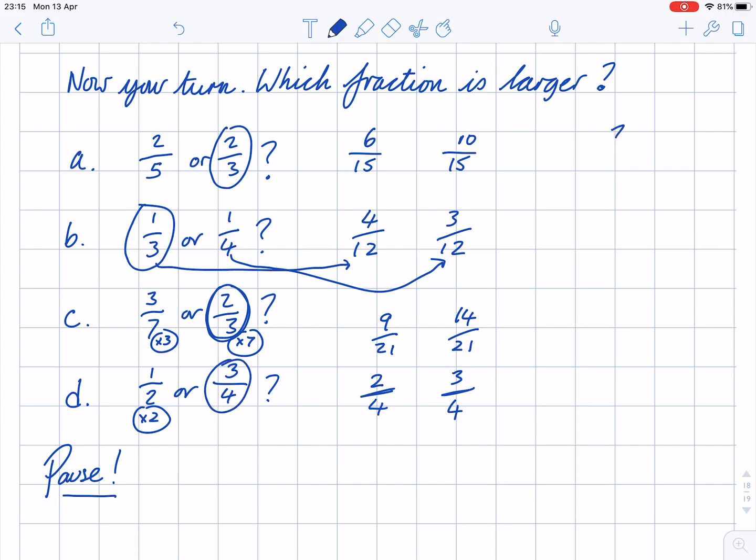It's 3/4. So your answers were, for the first one, 2/3. For your second one, 1/3. For your third, 2/3. And for the last one, 3/4. So there are your answers.